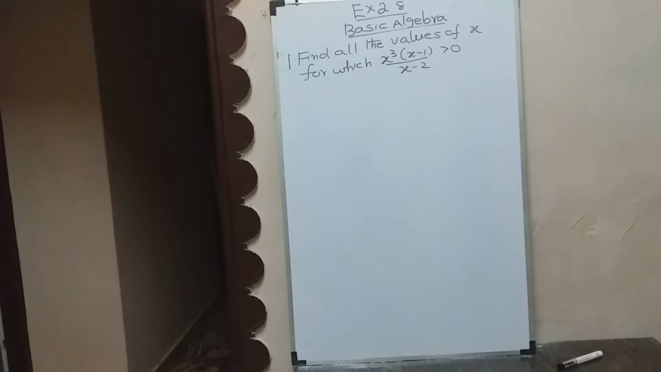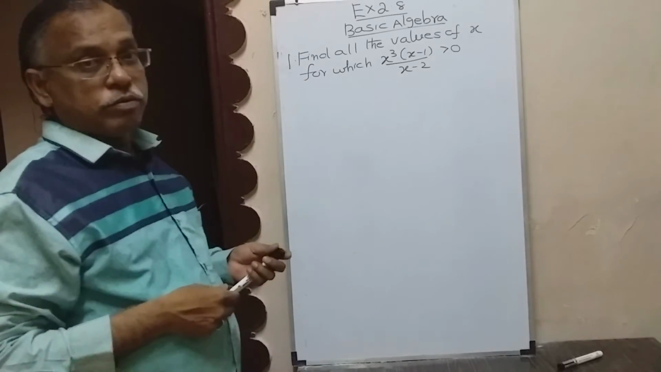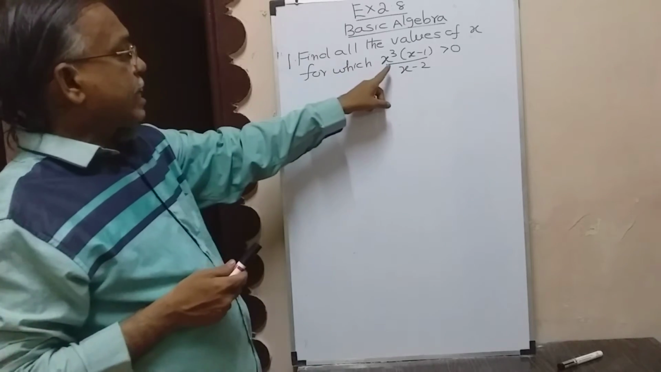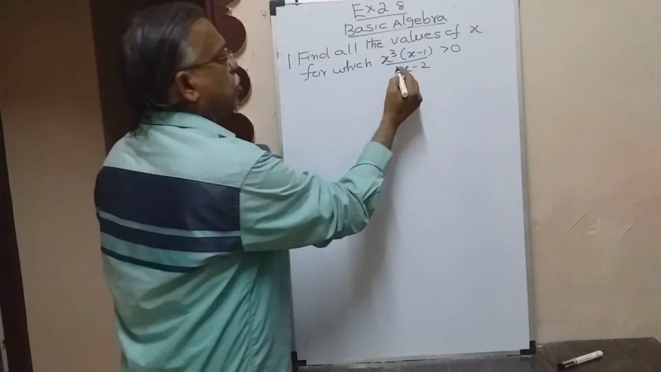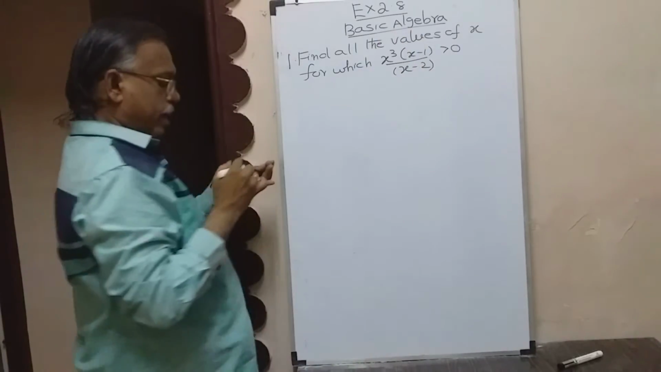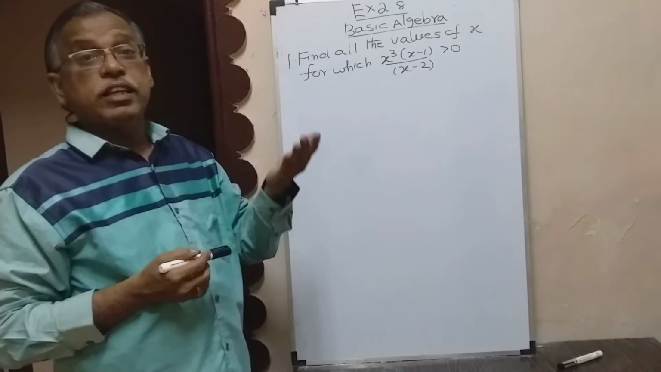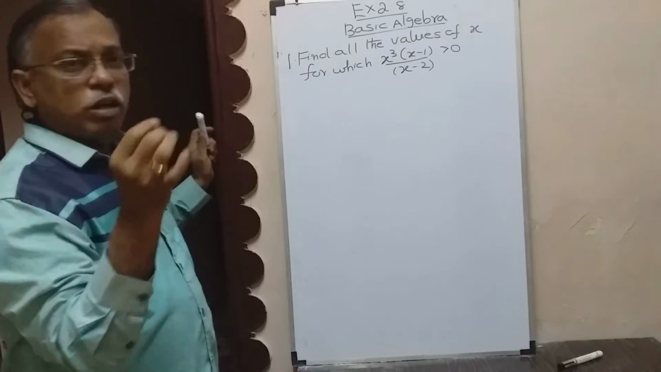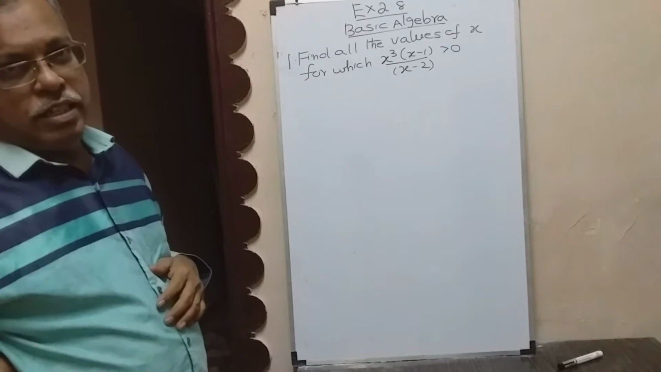Okay students, in this video I am going to explain exercise 2.8, basic algebra. Find all the values of x for which x cube into (x minus 1) by (x minus 2) is greater than 0. That means positive values.